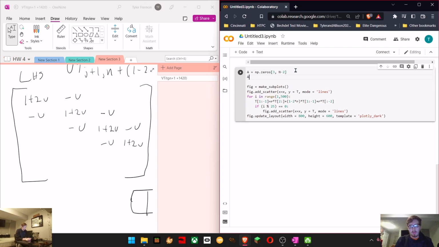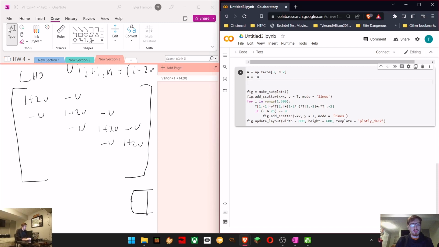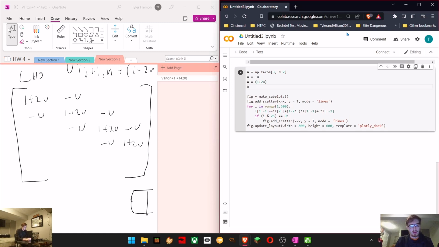And then we're going to be setting up our 3 diagonals. We have a diagonal of negative u up on top. So that's going to be our first row. Our second row is going to be 1 plus 2u, and let me put that in parentheses actually. And then we're going to have a diagonal of negative u again.